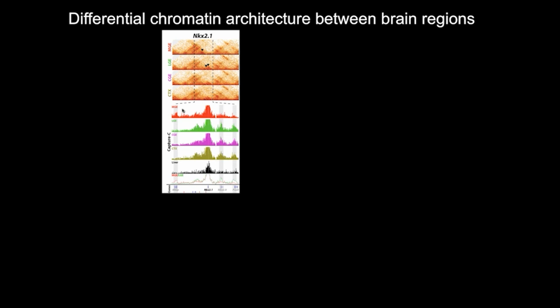And what you can see is a region over here where there's a direct contact between this genomic loci here and the promoter of NKX2.1 that's only found in the MGE and not found in the other brain regions. Conversely, on the other side of the gene, you see direct interactions from these two loci that's present in the LGE, CGE, and cortex, but that interaction is not present in the MGE.